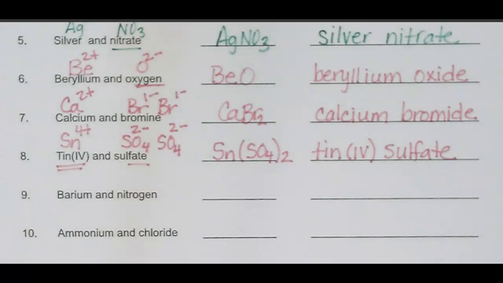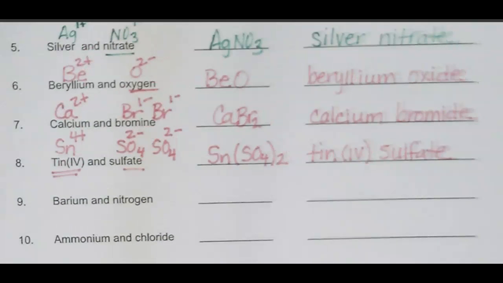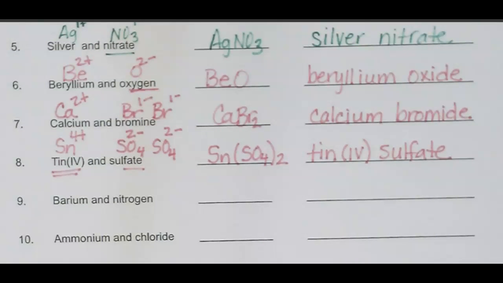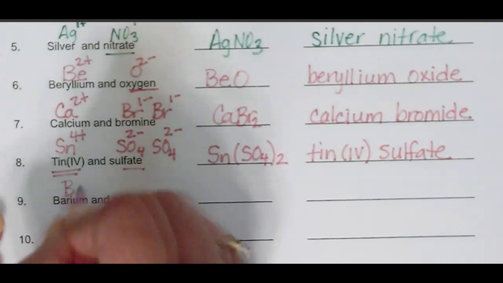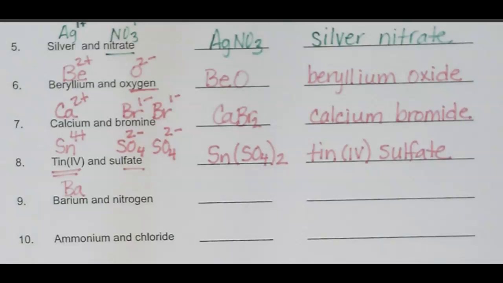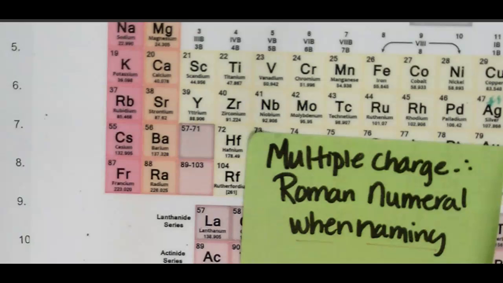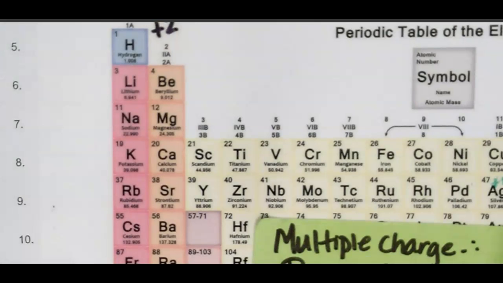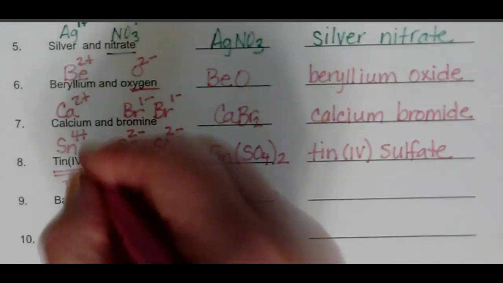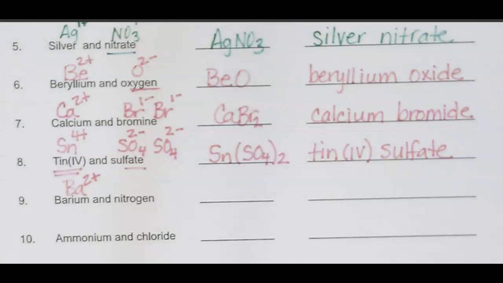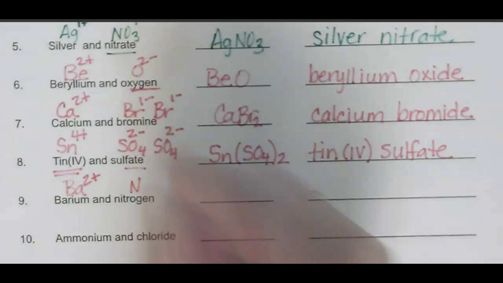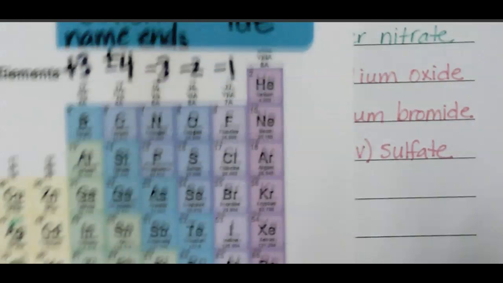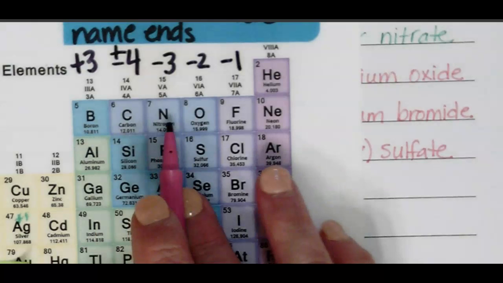Now, I am going to take a minute and talk about this problem again, as will a couple of them in just a few minutes. So I'm going to come back to a couple of these problems. Barium, Ba, positive 2. Nitrogen, just going to give me an N, it's just nitrogen. It's a 3-.